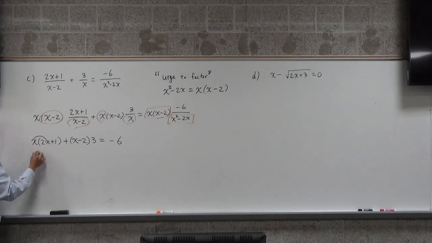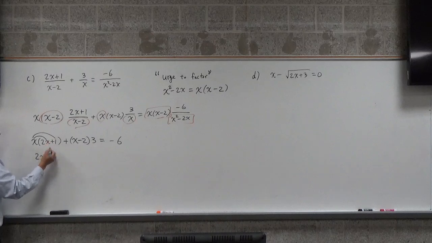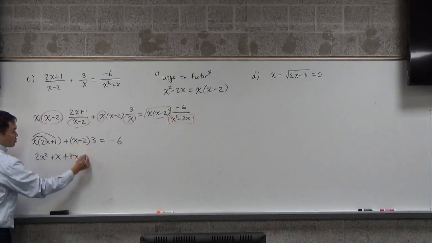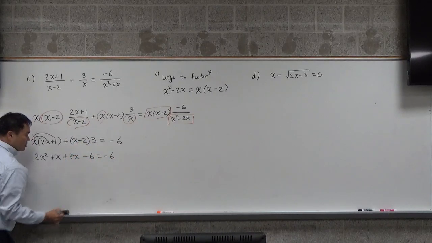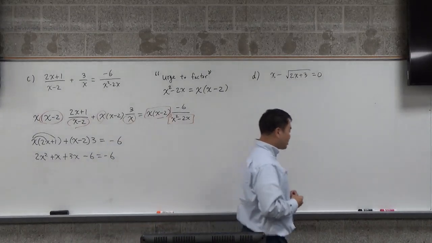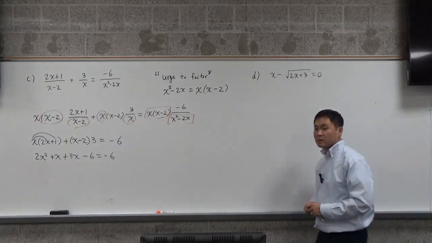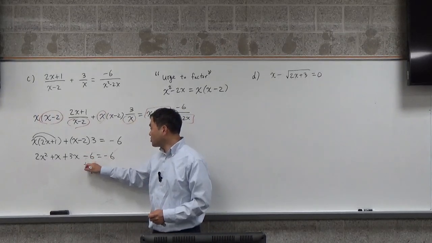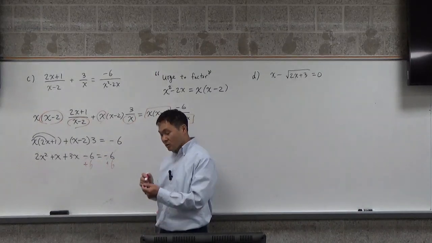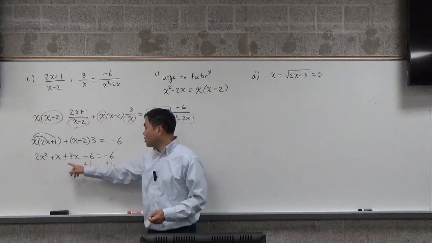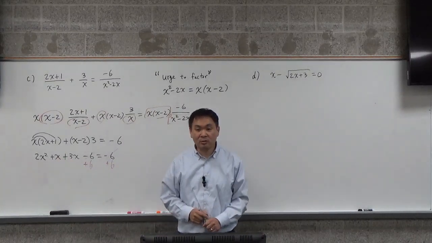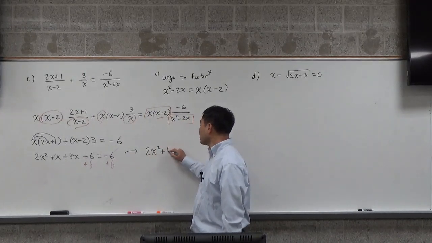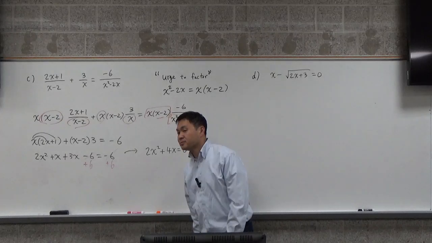Okay, let's continue. X times 2x is 2x squared. X times 1 is x. X times 3 is 3x. Negative 2 times 3 is negative 6, equals negative 6. Okay, let's further simplify. How should we simplify this? I can cancel the negative 6 and negative 6, right, by adding 6 to both sides. This just becomes 0. And also, x plus 3x, what's that? 4x. So you end up with 2x squared plus 4x equal to 0.